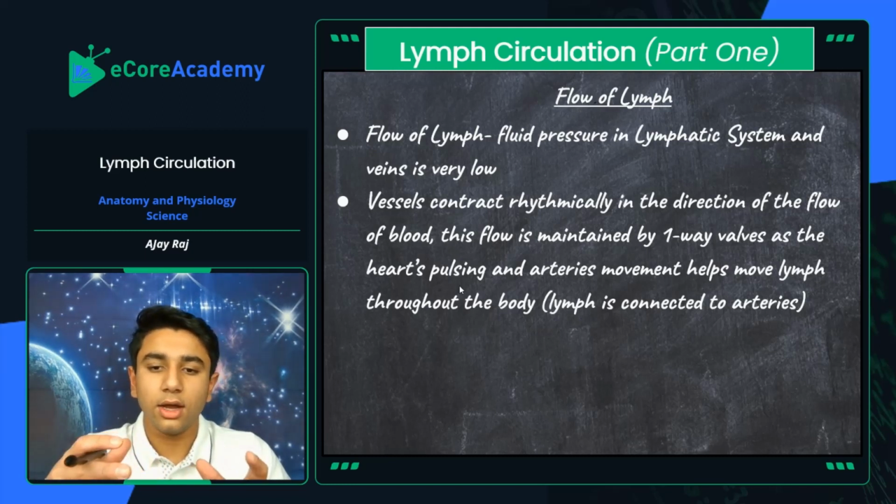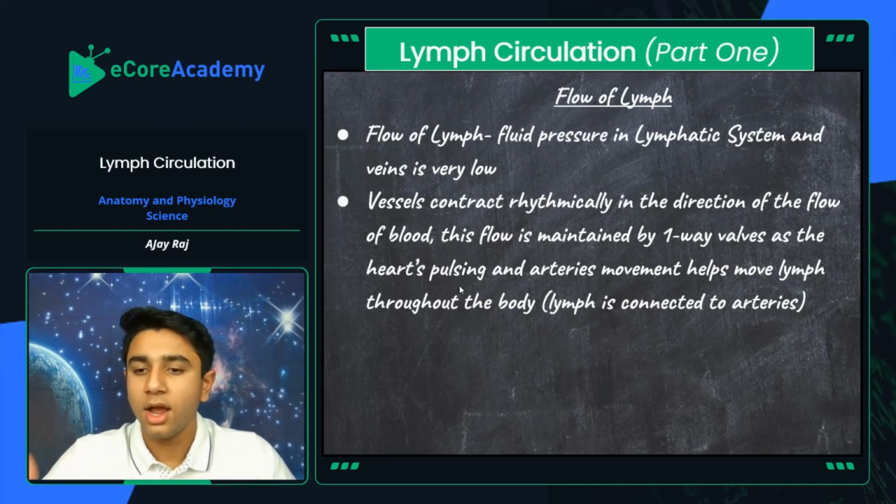So that's when they rhythmically contract in order to push that lymph within those veins across in the direction of the flow of blood. And this flow is maintained by one-way valves. As the heart's pulsing and arteries' movement helps move lymph throughout the body. As I said, it's all through the palpitations of the heart. And this is a one-way valve. This also describes the property of the fact that lymph can only move in one direction. And I'll explain that in our next slide.